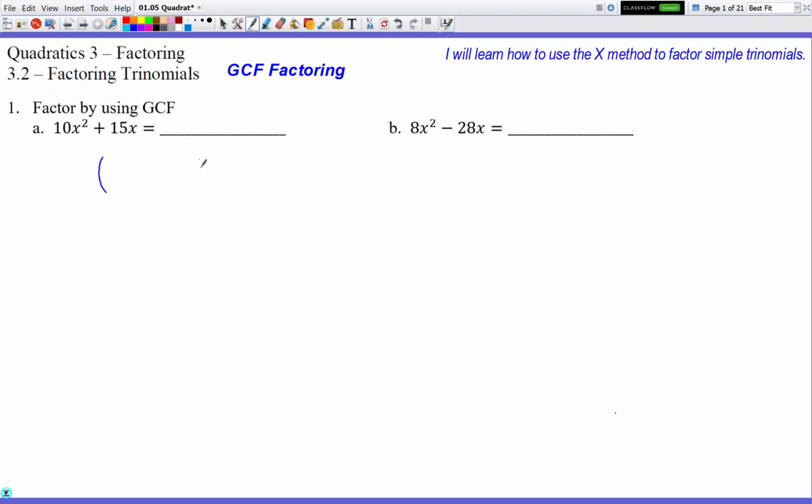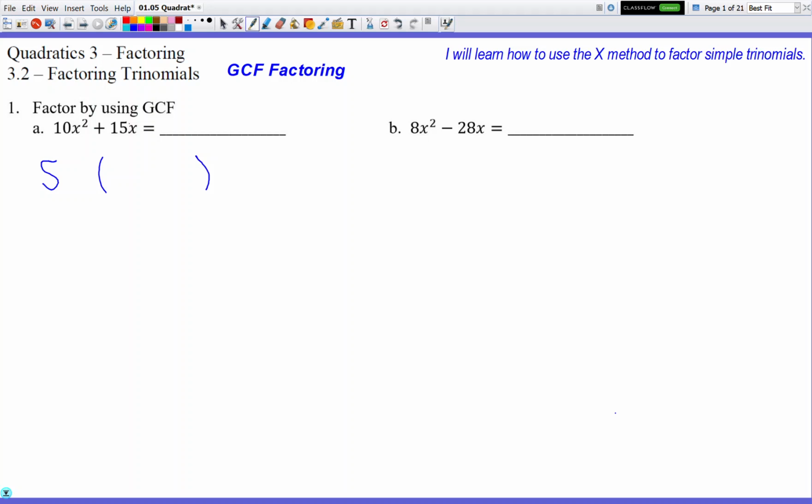When we do GCF factoring, right away we're just going to put a blank parentheses and ask ourselves, what can 10 and 15 commonly divide by? And you're going to say, oh, they can commonly divide by 5. So 5 divides into 10 nicely, and 5 divides into 15 nicely. That's the GCF, the biggest number that can divide into 10 and 15.